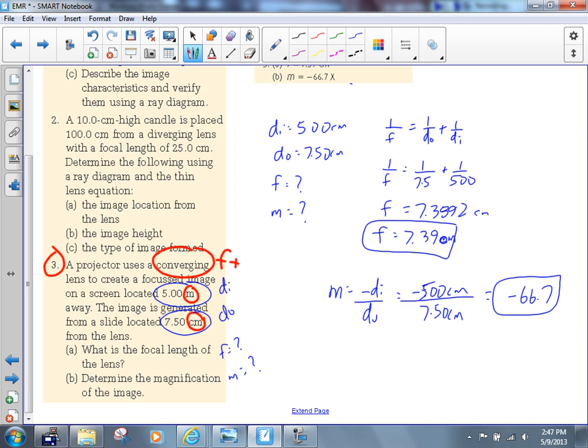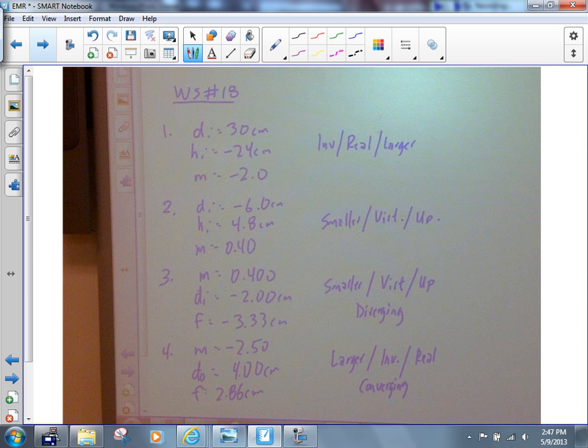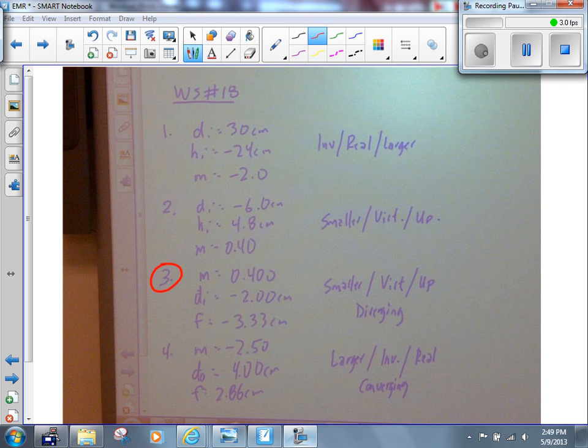Right? Second bit of homework we had last night was worksheet number 18. The answers for that are up here now. Let's take a look at those and make sure that you've got correct answers. Then you can let me know which question or questions there that you'd like me to go over. Request to go over question number 3 here from worksheet number 18, so we'll do that now.